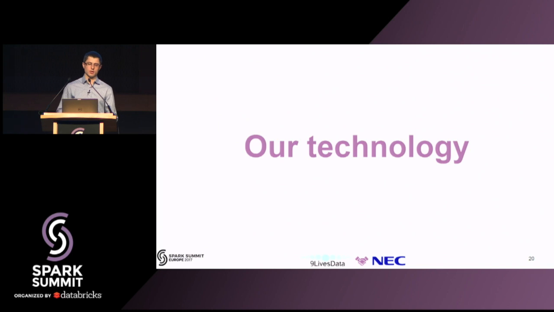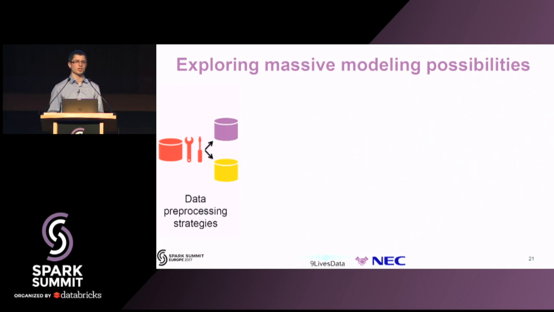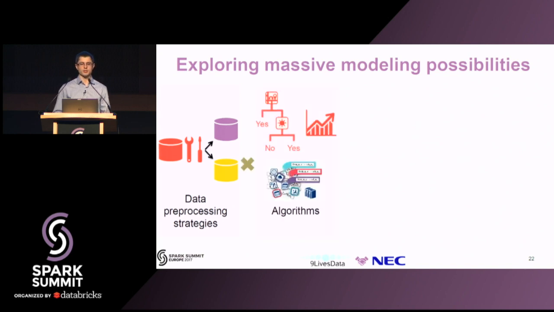Okay, so now let's dive more deeply into our technology. So we explore massive modeling possibilities in our application, starting from data preprocessing strategies like missing value imputation, standardization, or random sampling. Then we also go through many possible model types like linear models, decision tree models, or heterogeneous mixture learning models invented by NEC, and also ensemble models of all of these types. And currently we concentrate on white box models, but of course this is not a limitation, so we can put here all types of models.